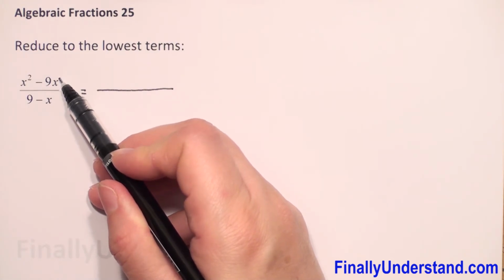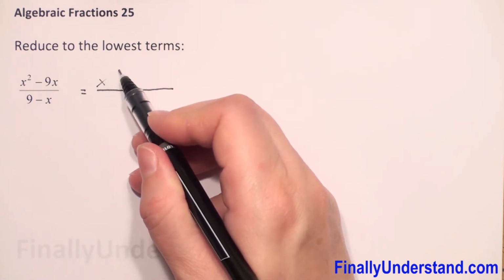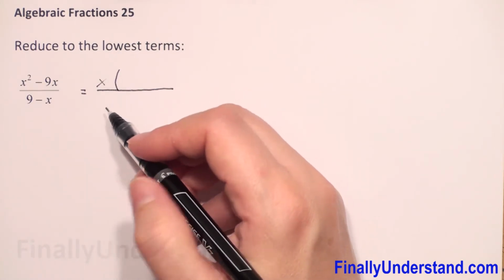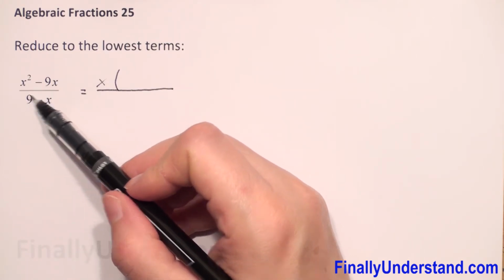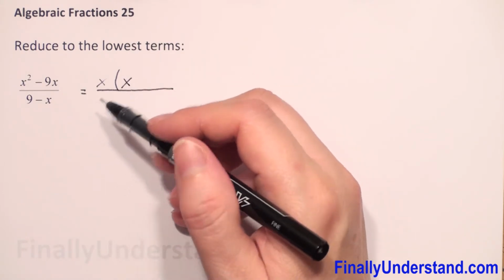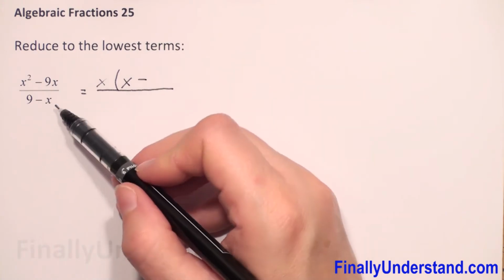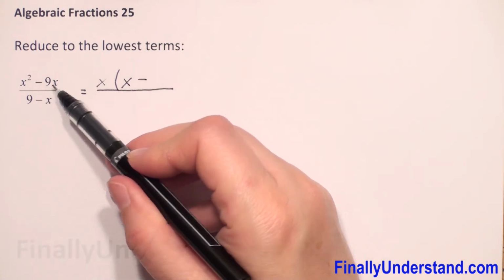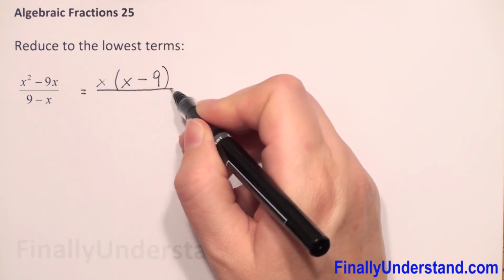Here is this invisible 1. So x to the first power we don't have to write, we will put it before the parentheses. And what will we have in parentheses? By what do we have to multiply x to get x squared? Of course, by x, because x squared divided by x gives me x. Minus, and we have to have 9x. We have only x, so we have to multiply it by 9.